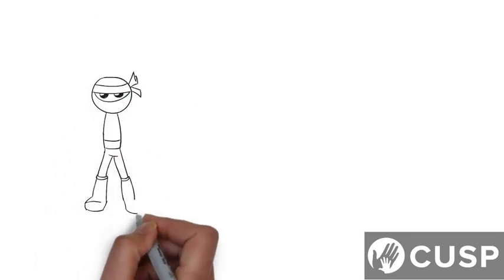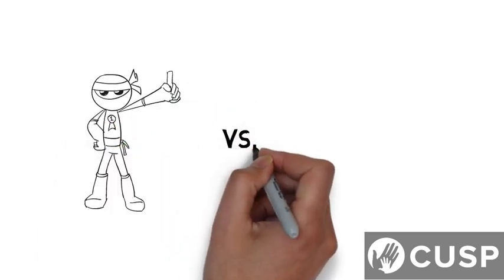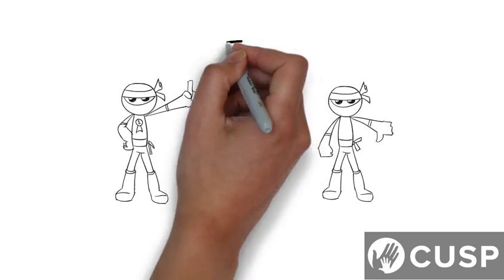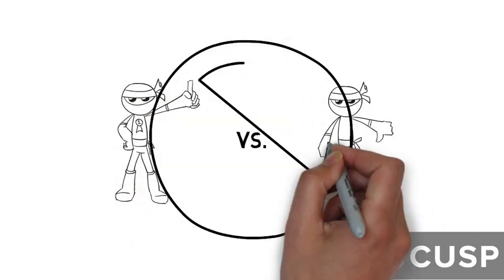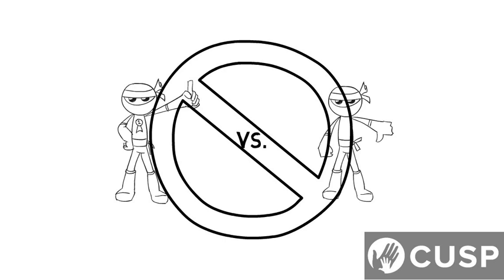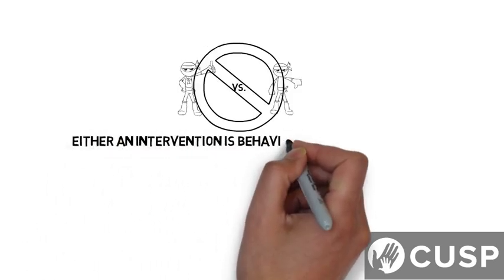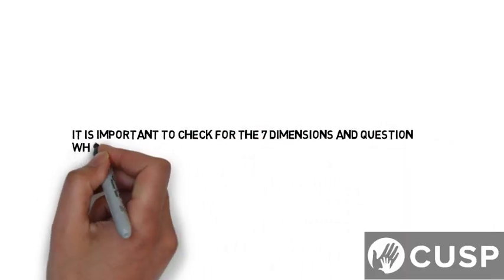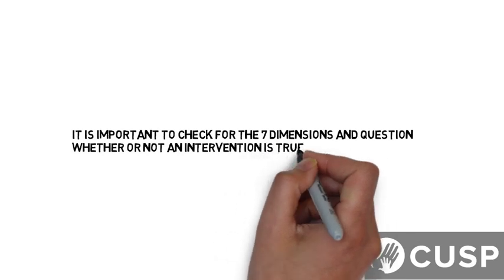But the big question is, how do we differentiate between a good versus a bad behavior analytic intervention? In the end, there is no such thing as a good or bad behavior analytic intervention. Either it is a behavior analytic intervention, or it is not. It is important to check for the 7 dimensions and question whether or not an intervention is truly behavior analytic. Let's look at each dimension in a little more detail.